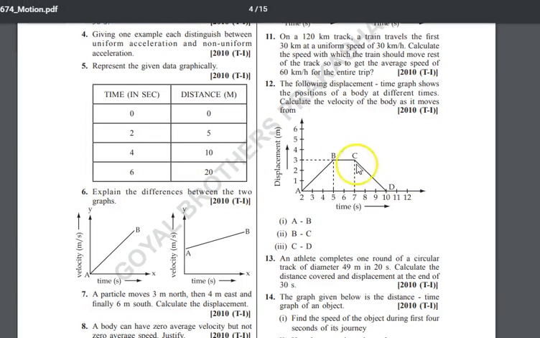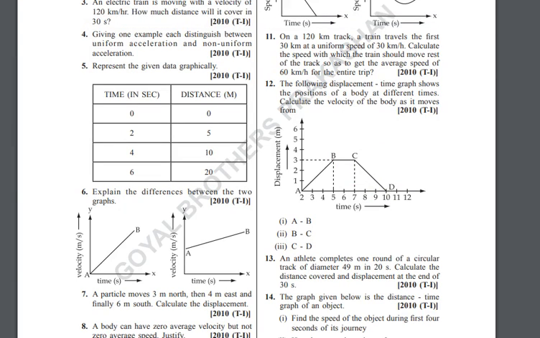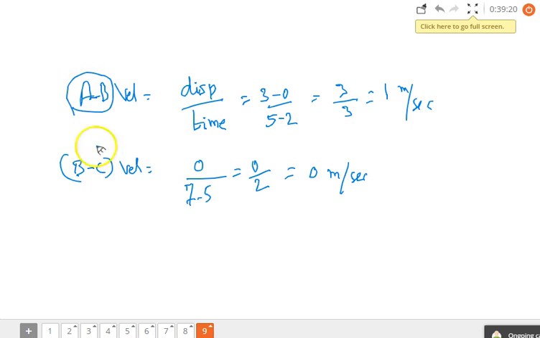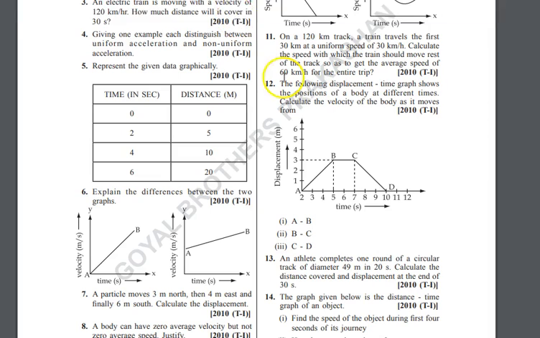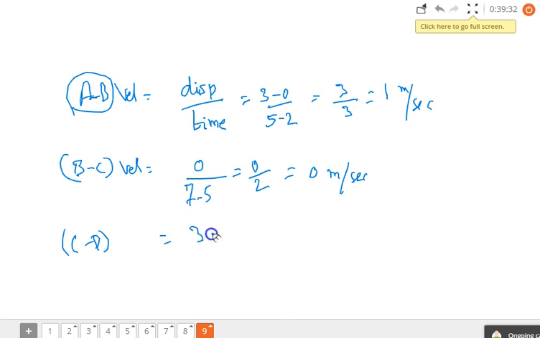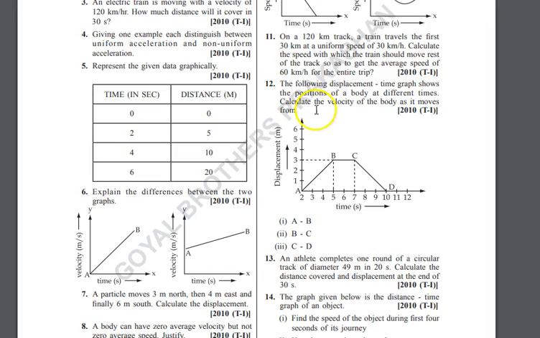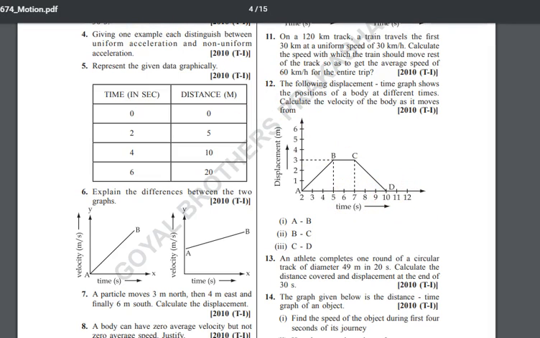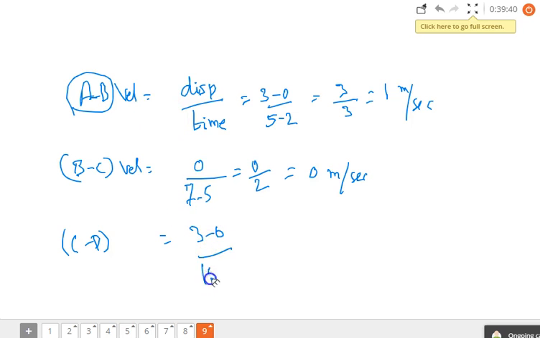Then between CD, 3 minus 0. Once you can see the CD line, C will be at 3, D will be at 0 position. 3 minus 0 by time, which will be 10 minus 7, which is the most important. 10 minus 7 is 3, which means 3 by 3 is equal to 1 meter per second.